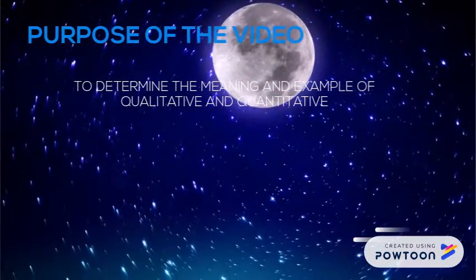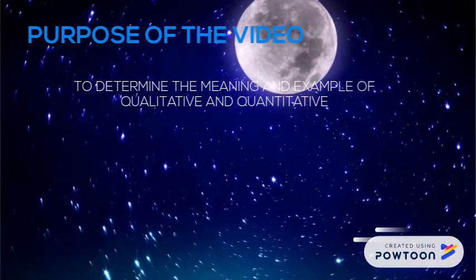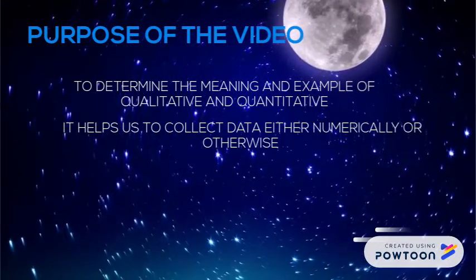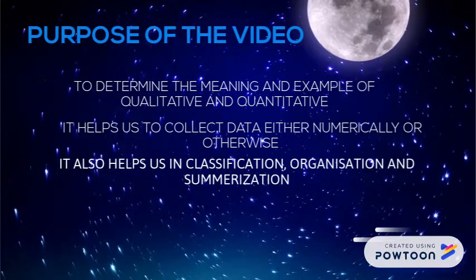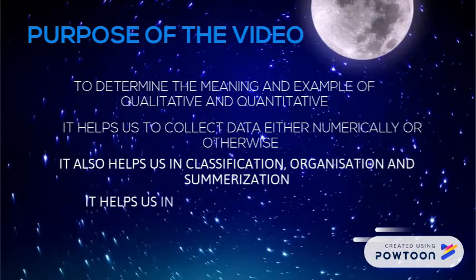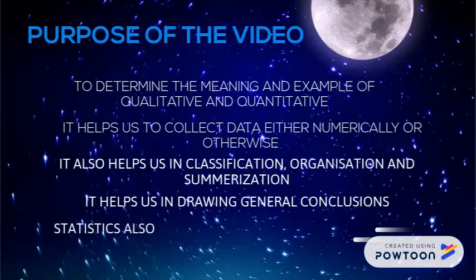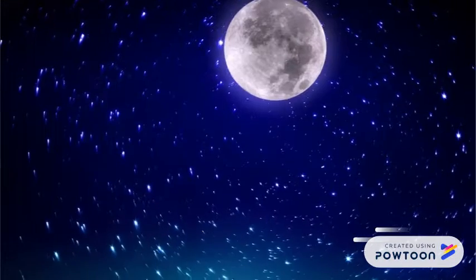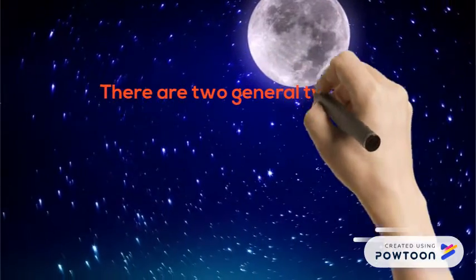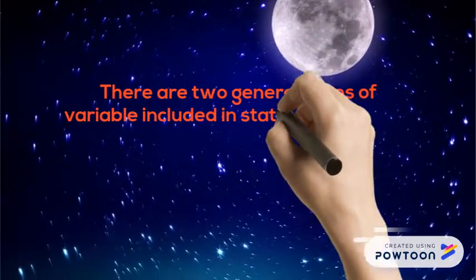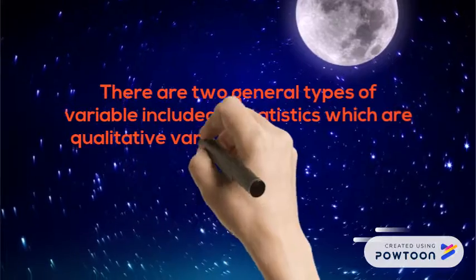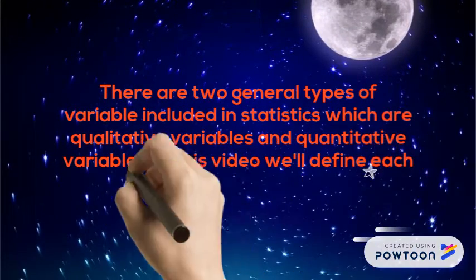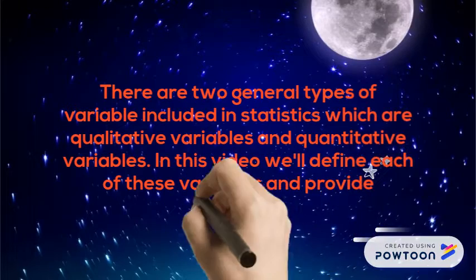To determine the meaning and example of qualitative and quantitative, it helps us to collect data either numerically or otherwise. It also helps us in classification, organization, and summarization. It helps us in drawing general conclusions. Last but not least, statistics also help in the task of evaluation. There are two general types of variables included in statistics, which are qualitative variables and quantitative variables. In this video, we'll define each of these variables and provide examples.